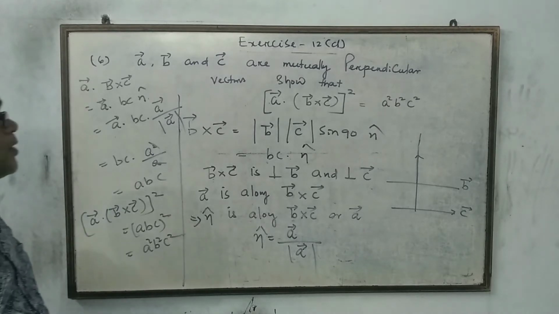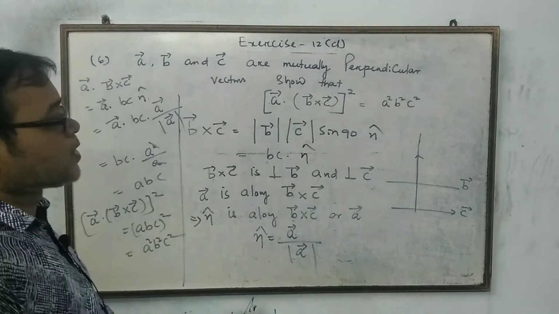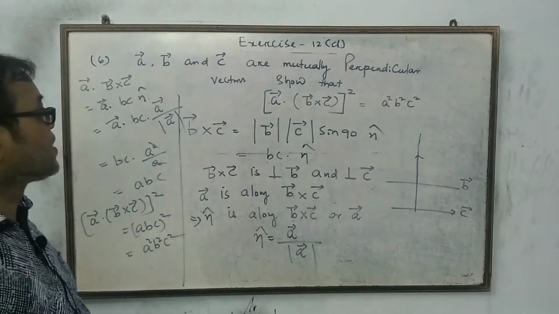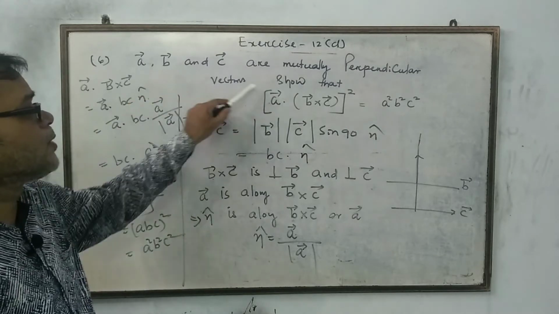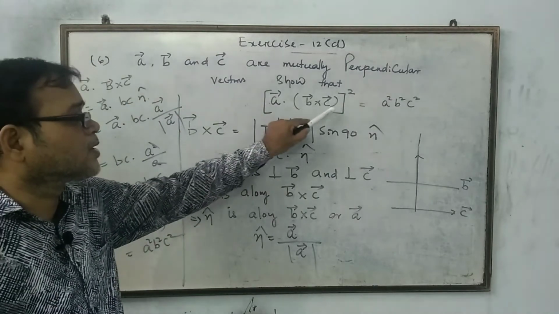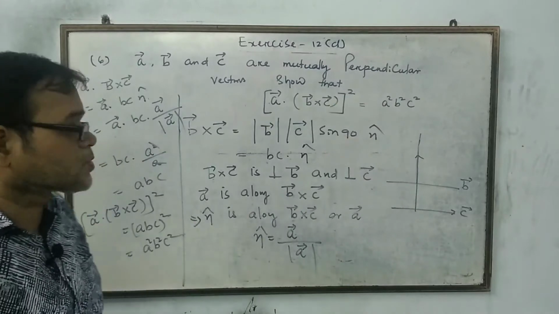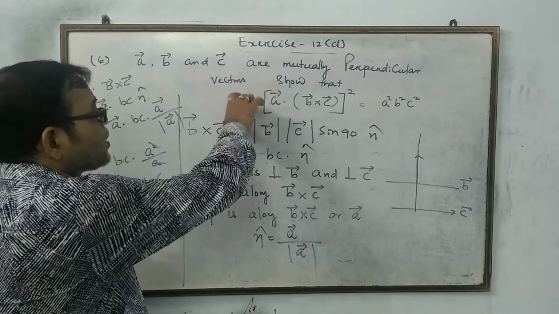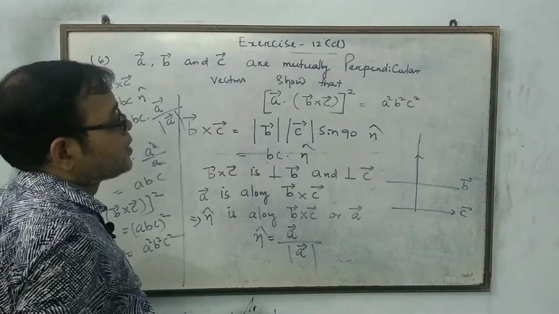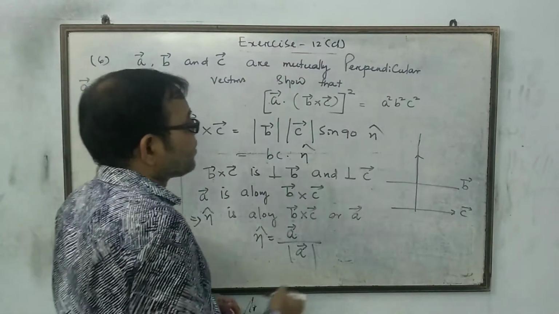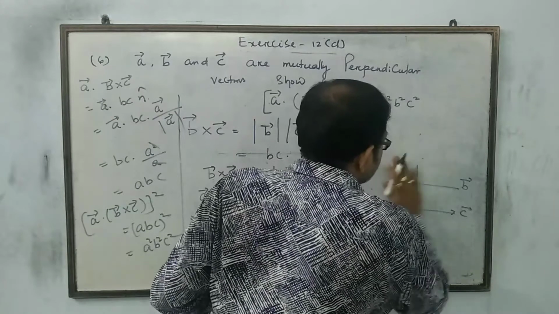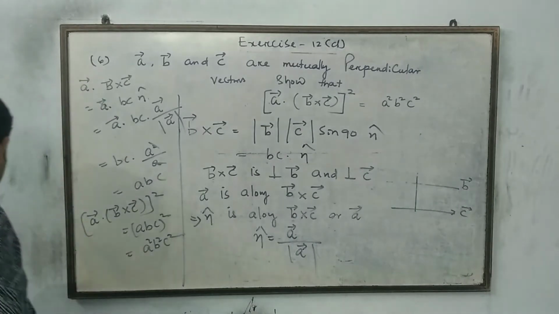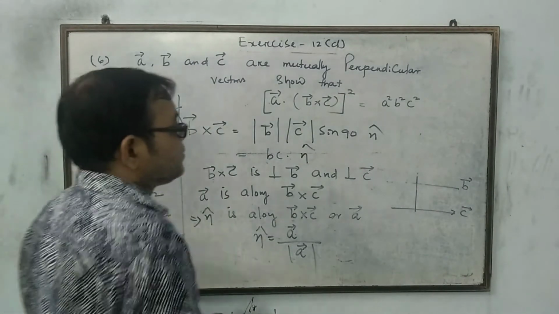Okay, the next question. This is a very important question for a 12th class student who is appearing for the board exam. A, B, C are mutually perpendicular vectors, so that the square of A dot B cross C equals A square B square C square. At first you see, A, B, C are mutually perpendicular vectors. Its meaning is that A is perpendicular to B, B is perpendicular to C.